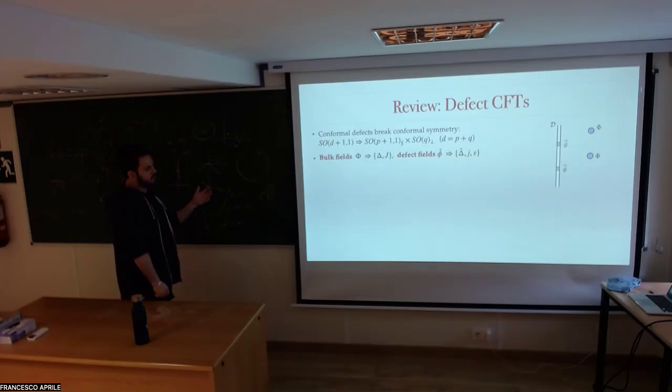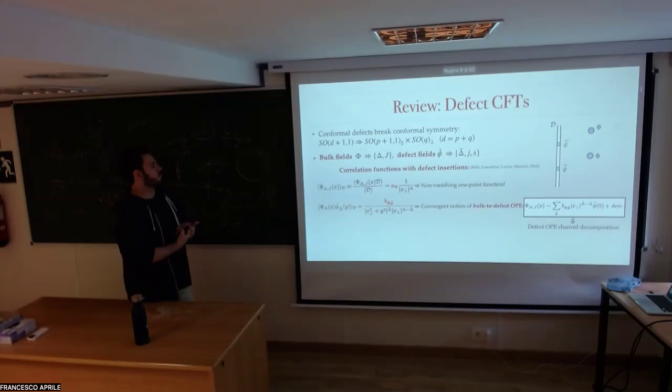We have the usual bulk fields, which are labeled by the conformal dimension and the spin, and this operator lives in a representation of the original conformal group. But now we also have some defect operators, which we call phi-hat, which are labeled by the conformal dimension, the parallel spin, and the transverse spin. And this operator lives in the representation of the conformal group preserved by the defect.